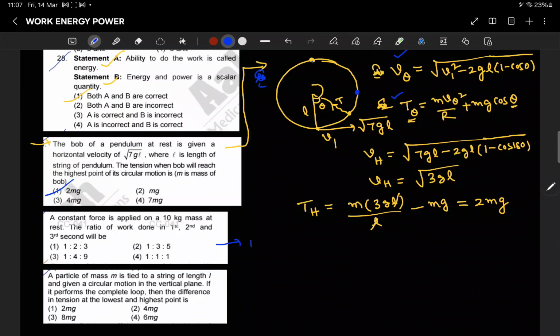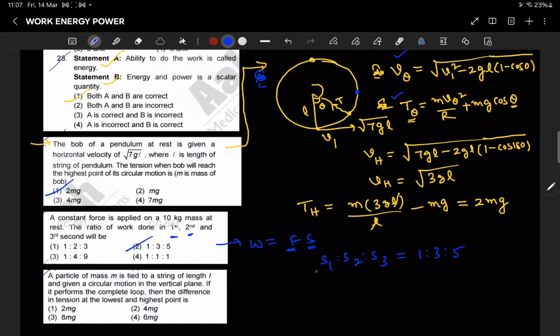Work done W equals force into displacement, you know very well. Force is constant only. Displacement in the first second, second second, third second. You know the displacement ratios, s1 is to s2 is to s3, is 1 is to 3 is to 5. So displacements 1 is to 3 is to 5 means work done in the first, second, third second is also 1 is to 3 is to 5. So here the second option is correct, students.